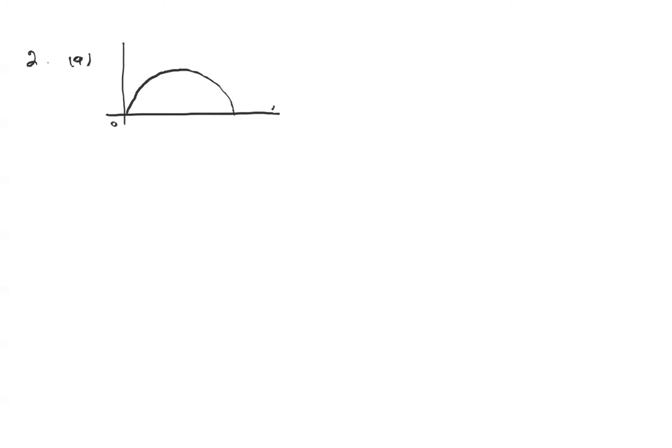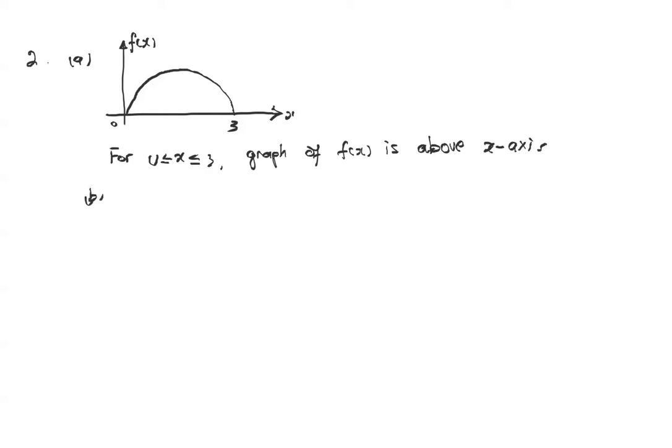Right? So you prove it. This is your x, this is your fx. So you say for x between 0 and 3, the graph of fx is above the x-axis. So done, satisfied the first criteria. Then for part B, check fx is a valid probability density function.